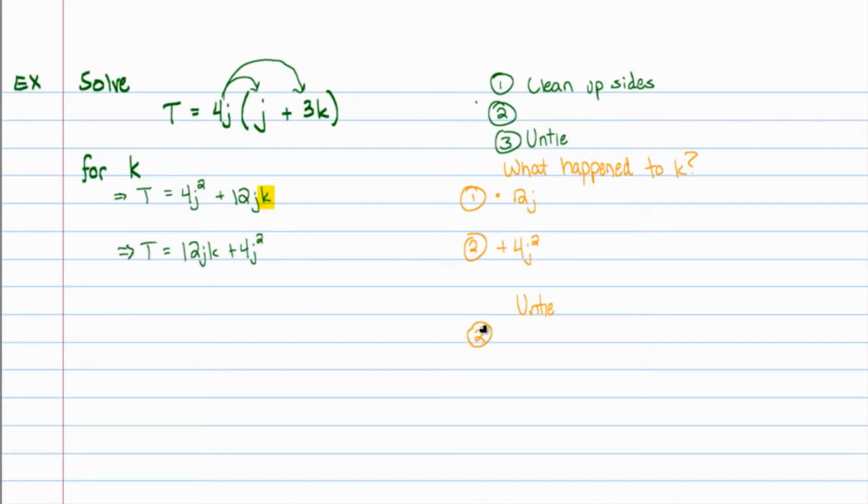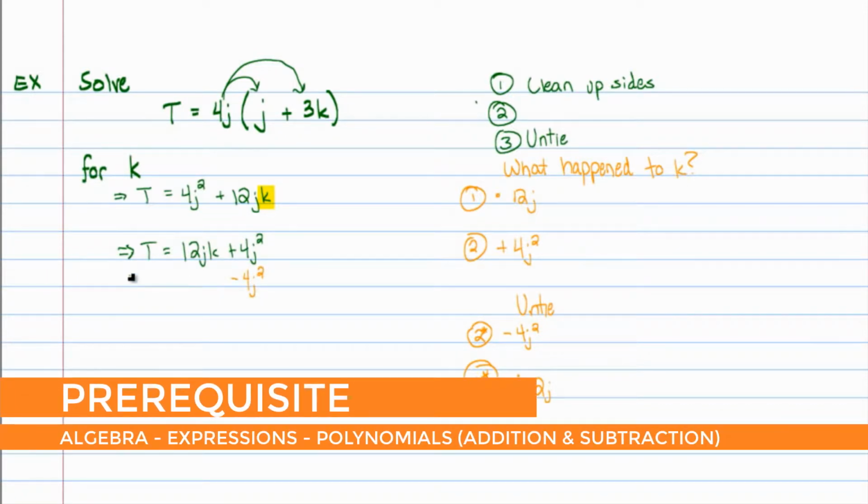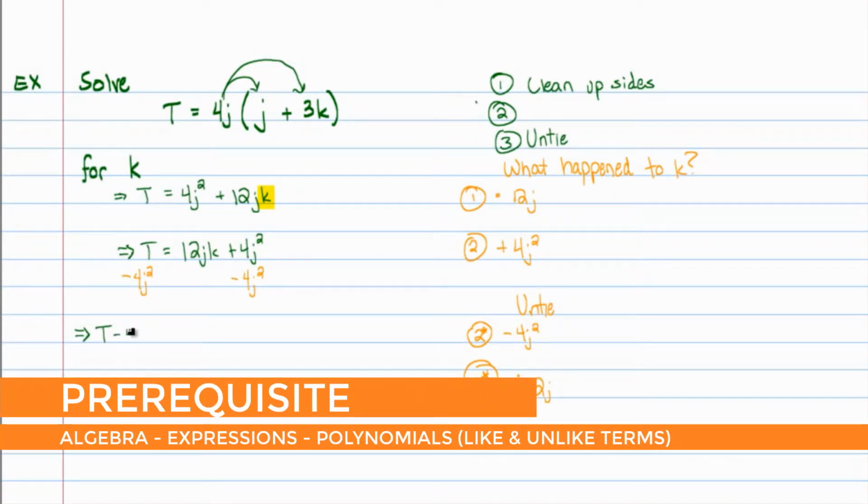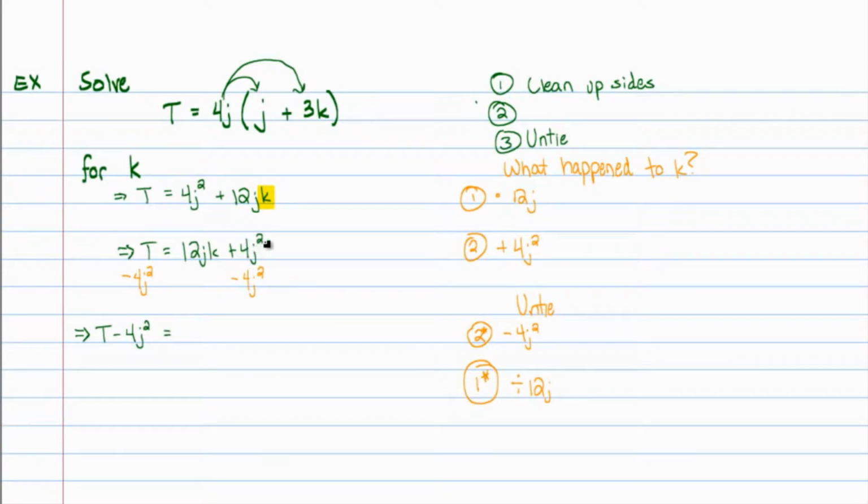So to untie the last step they did, I'll subtract 4j squared. And to untie the first thing they did, I'll divide by 12j. That's my roadmap. So here we go. I'll subtract 4j squared from both sides. Everything has to be done to both sides. On the left-hand side, t and j are two totally different variables, so they can't really subtract easily. So you're just left with t minus 4j squared. You can't combine those two terms. On the right-hand side, the 4j squareds cancel, and you just have this 12jk.